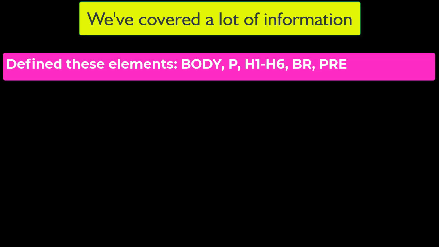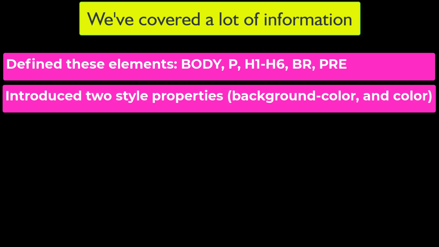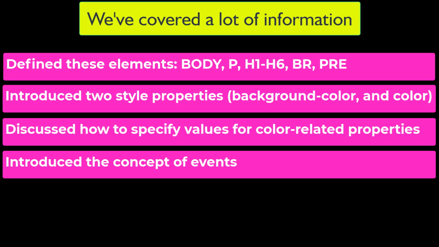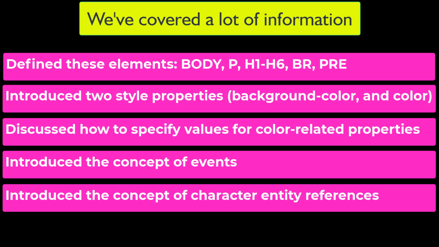So that's it for this lesson then. We've covered a lot of information. We've defined these elements: body, P, H1 through H6, BR, and PRE. We've introduced two style properties, background-color and color. We discussed how to specify values for color-related properties. We introduced the concept of events, and we introduced the concept of character entity references.